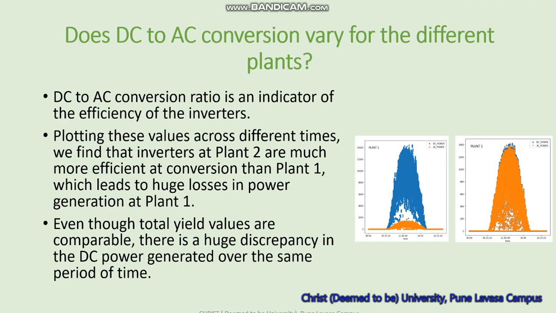We also figure out the conversion efficiency of each of these inverters. As you can see, for plant 1, the conversion efficiency is quite low, whereas for plant 2, the DC and AC powers are almost of the same value, which means we can assume that the inverters that are present in plant 2 are much more efficient at converting the DC power to AC.